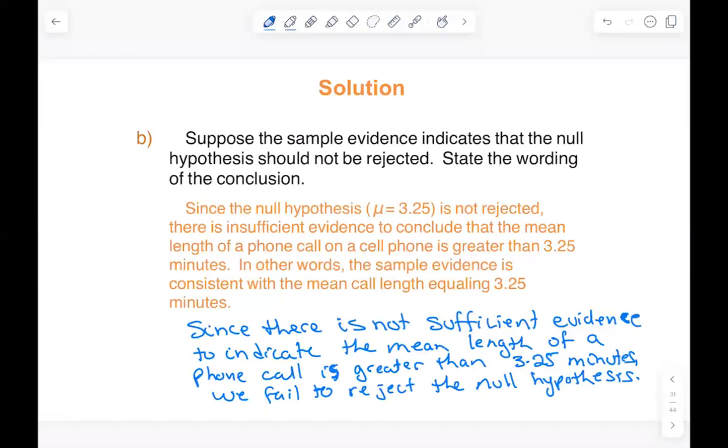And it can be reworded a little bit. As long as I understand what you're saying, I'm going to accept it. But sometimes you got to sound a little bit sciencey.